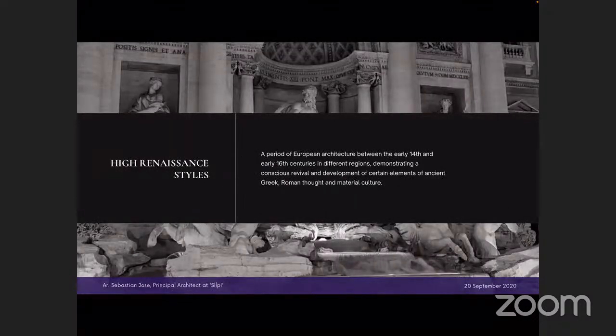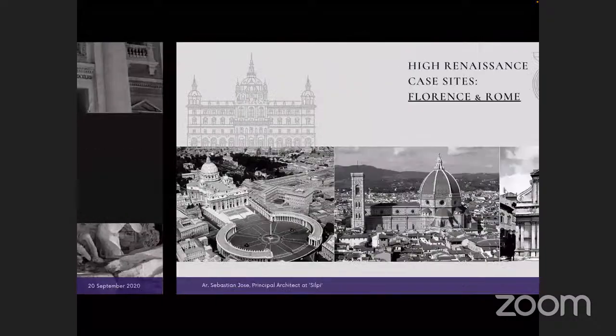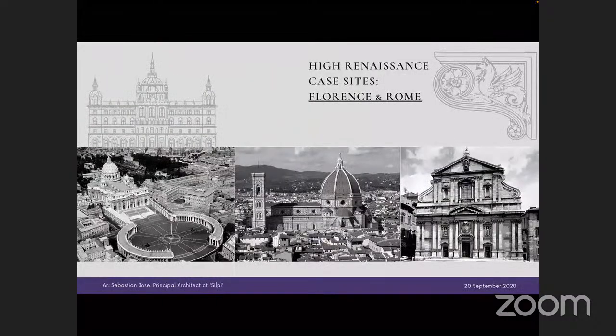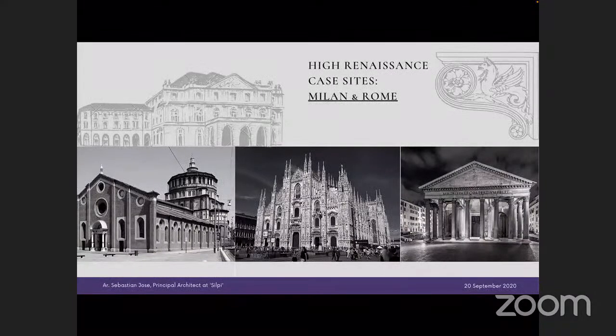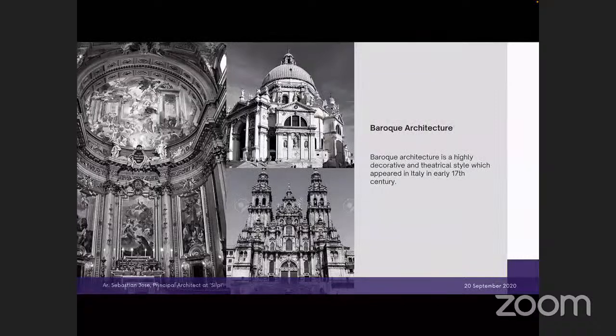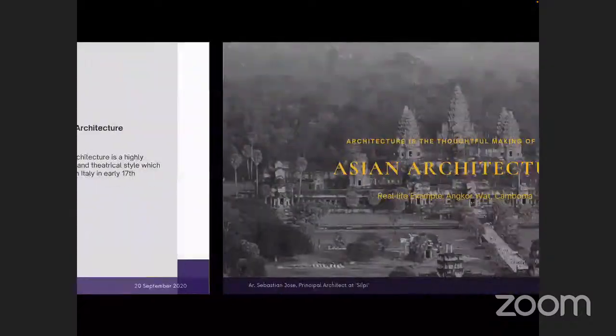After that, in Europe, you have high Renaissance styles, and the St. Peter's Basilica in Rome and the Duomo in Florence, designed by the great Michelangelo, are classic examples of Renaissance. Renaissance is basically an evolution on the classical traditions of Greece and Rome. Again, cathedrals in Milan and Rome. Then we have the Baroque architecture. It's a highly ornate and theatrical style, and it evolved from around Italy in the 17th century.